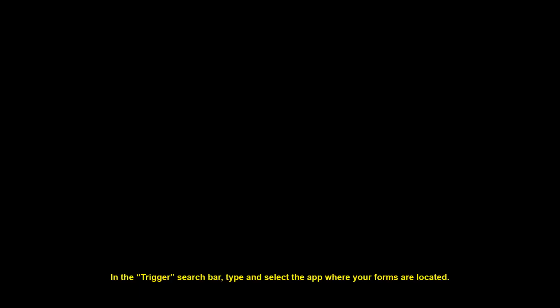In the Trigger search bar, type and select the app where your forms are located. Choose the specific trigger event related to receiving a new form submission. Connect your form application to Zapier by following the authentication steps. Test the connection to ensure Zapier can retrieve data from your form app.